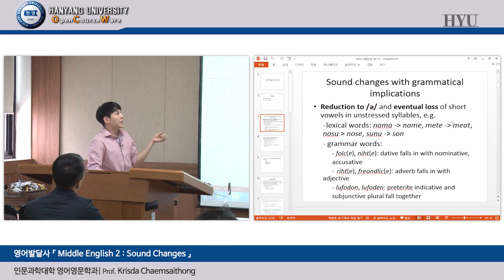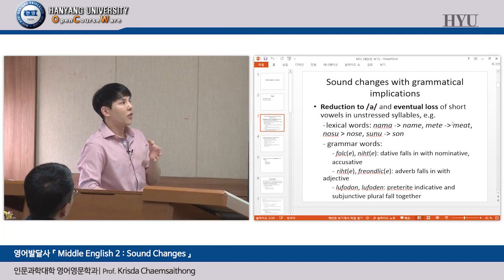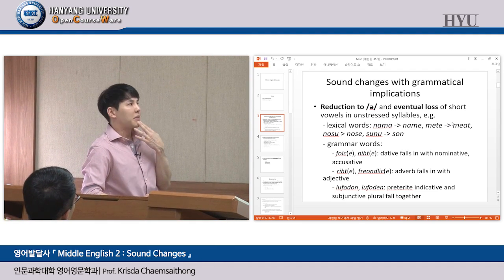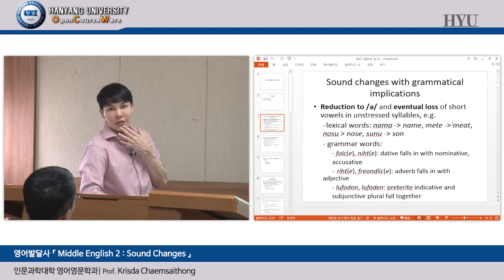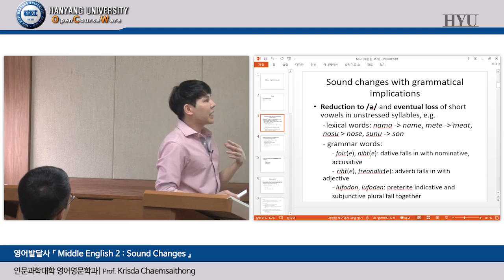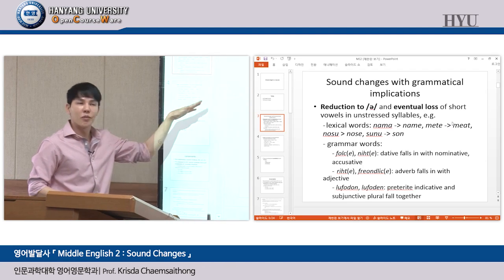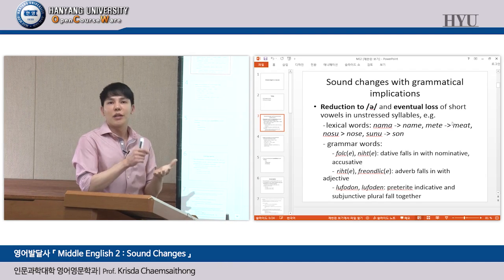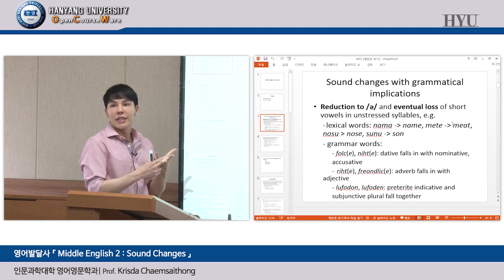What happened was that those vowels were reduced to a schwa. Schwa is a mid-central vowel, which is a light vowel, right? So it's very convenient to produce. So every syllable that is not stressed will be reduced to a schwa sound, and sometimes this led to an eventual loss of short vowels in unstressed syllables. So in lexical words, in many types of words, like nouns or verbs or adjectives and adverbs.